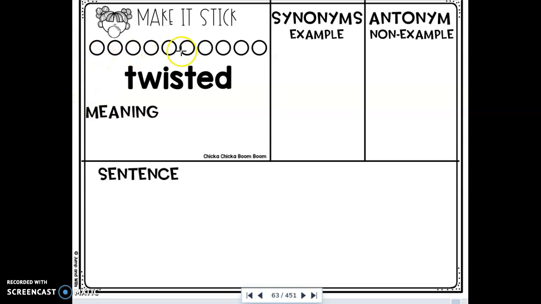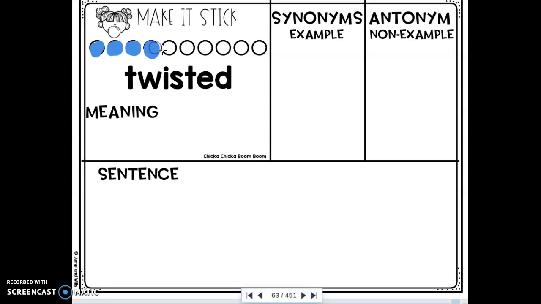And each time you use it in a sentence, you get to color in one of these little dots at the top here. So, the girl's hair was twisted. I would color in a dot, for example. The boy twisted the tie. The tree was twisted. The letter got twisted.